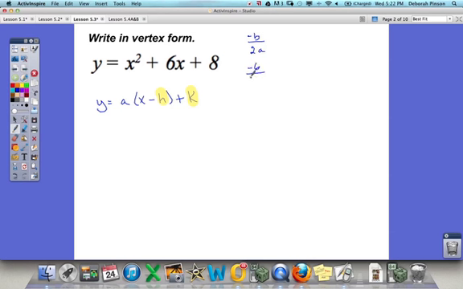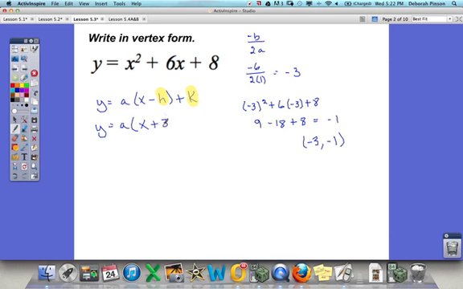So negative b over 2a. So negative 6 divided by 2 is a negative 3. And then plug that back in. So I'll have 9 minus 18 plus 8 is a negative 1. So here's my vertex. Let me put that in my equation. Okay, so my vertex is at negative 3, so minus a negative 3. Two negatives make a positive. And I don't have two negatives here, so let me just make it a negative. Now see how it's opposite of what you would think right here?